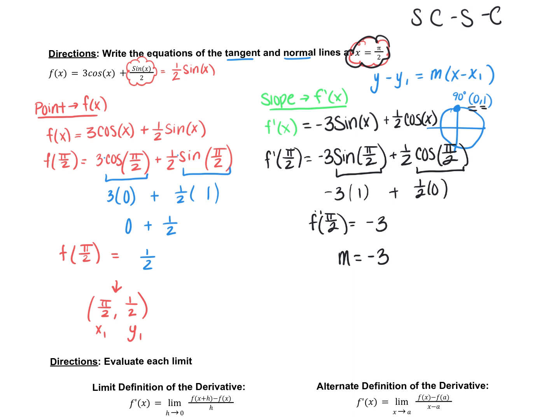So we're going to put this together to write the equation. So t for tangent line, y minus y1, which is 1/2, equals m, which is negative 3, times x minus your x1, which is pi over 2, and that's your tangent line. Your normal line is the same thing, except we flip and negate the slope. So when we negate it, the negative goes away, we flip it, we get that, and then x minus pi over 2. So those would be my answers for my tangent and normal lines.